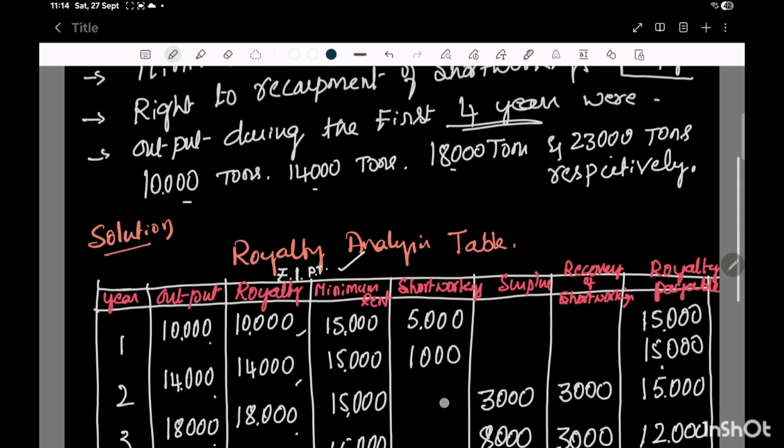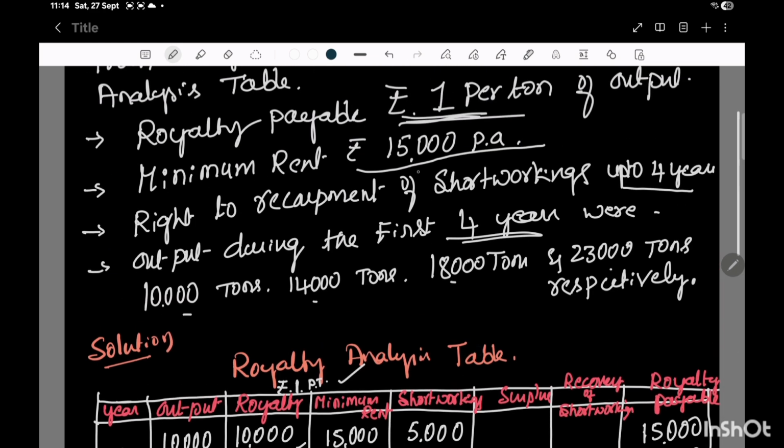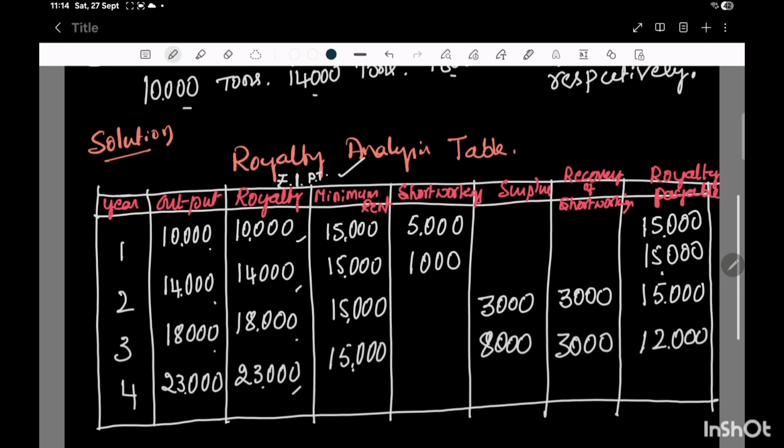Okay, and minimum rent, it is as per the agreement given 15,000. So sometimes this minimum rent varies from year to year also, but in this problem it is 15,000 for all the years, so we have written 15,000. Okay, and now let's calculate all these remaining columns: short working, surplus, recovery and all. We have to do it.